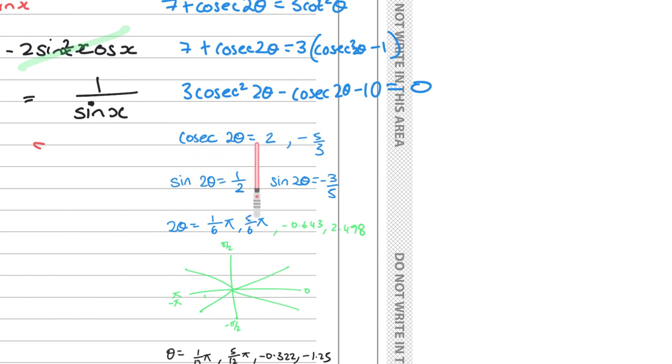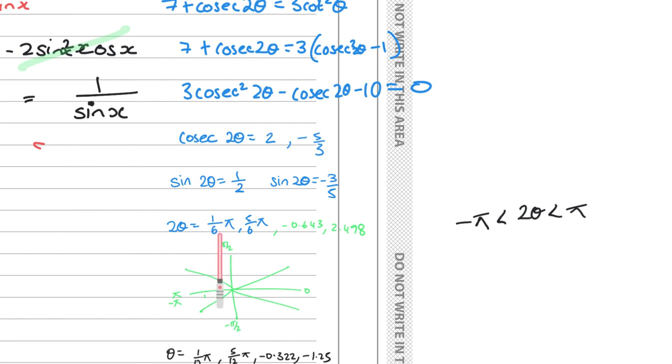I got cosec 2 theta equals 2 and minus 5 over 3. We know cosec is 1 over sine, don't we? So I just put 1 over these, and then this gave me sine. So sine 2 theta equals 1 over 2 and minus 3 over 5. Then it wants it between minus pi over 2 and pi over 2. However, we know that because we have 2 theta, we have to double our interval. Now it becomes between pi and negative pi.